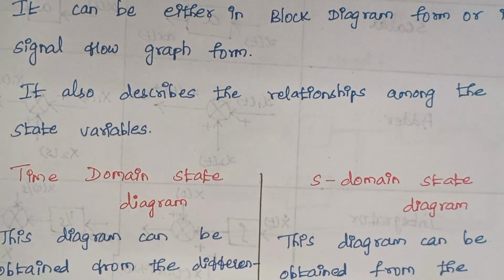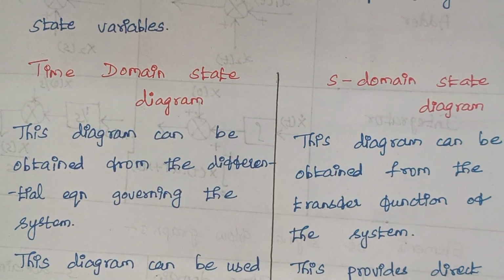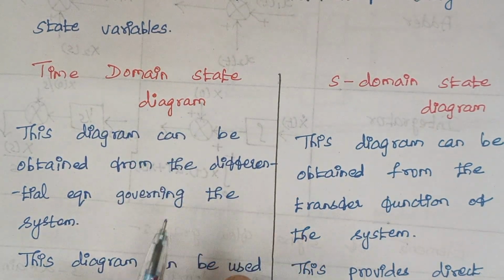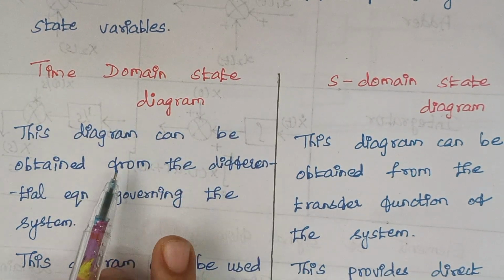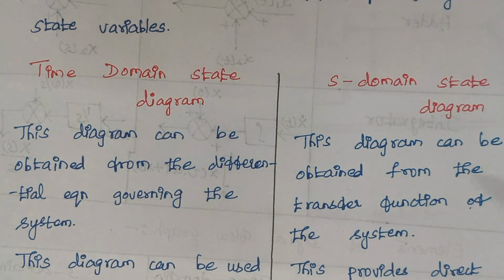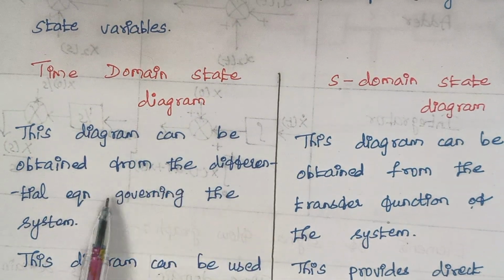And here there are two types of state diagram. One is time domain and another one is S domain. For the time domain, the diagram can be obtained from the differential equations governing the system, right? From the differential equation we can draw the time domain diagram. The S domain state diagram can be obtained from the transfer function of the system, right? Transfer function is nothing but the Laplace transform of output to the Laplace transform of input with zero initial conditions, right?